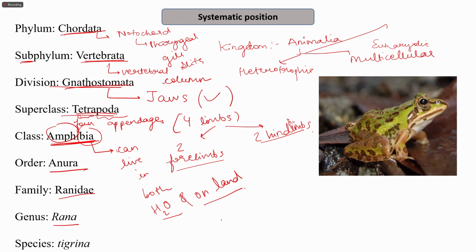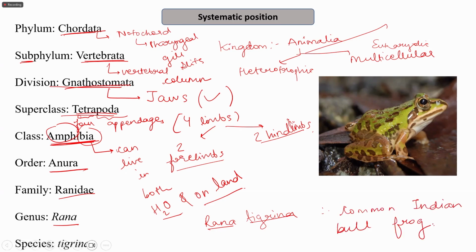So it is the common Rana tigrina, common name is Indian bullfrog. It is also known as the common Indian bullfrog. The scientific name is Rana tigrina. Rana is genus, tigrina is species. So this is the systematic classification, or the systematic position, of frog in taxonomy.